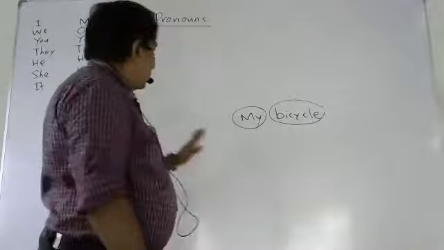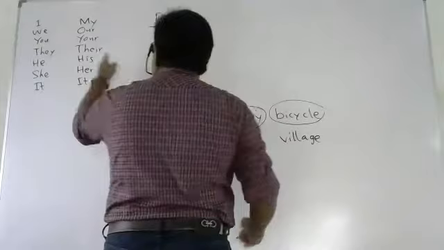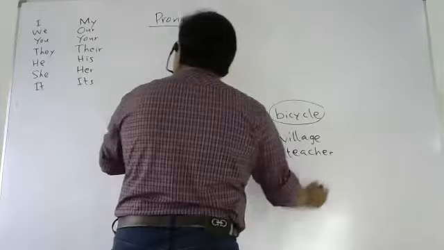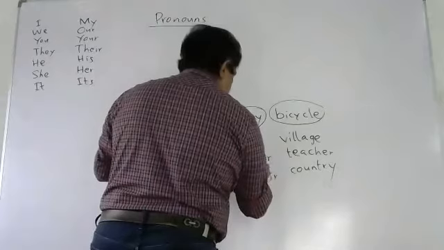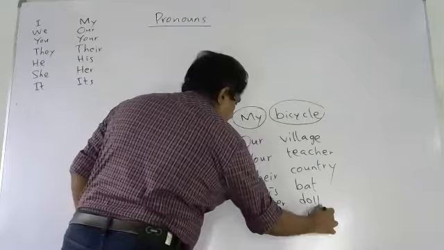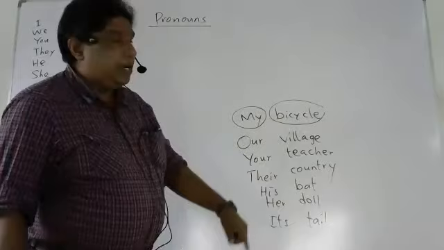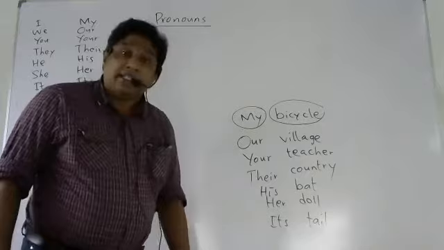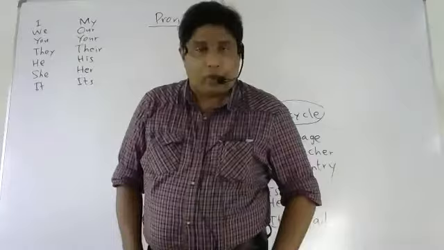Now on this side you find possessive adjectives. I mean, it puts my bicycle, our village, your teacher, their country, his bag, her doll, its tail. These are common names: bicycle, village, teacher, country, bag, doll, tail. They describe the noun. So we have subject pronouns and the other one, possessive adjectives.